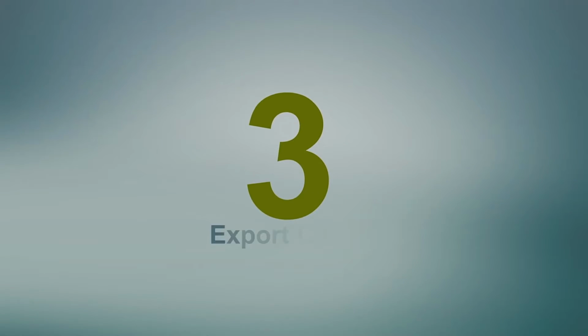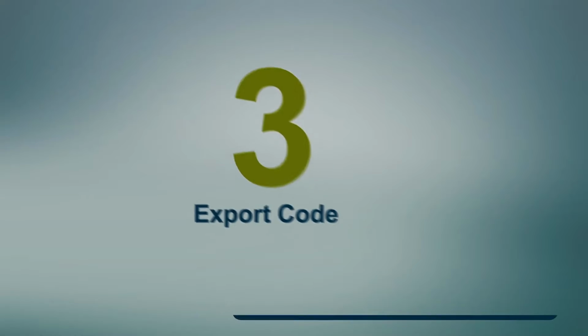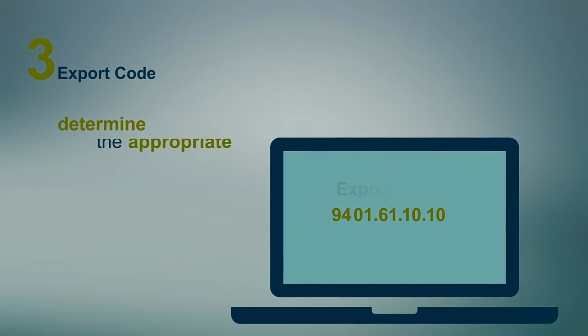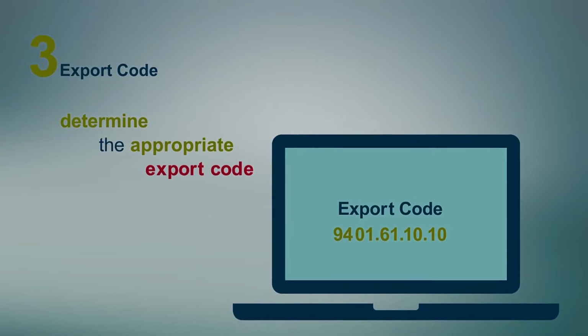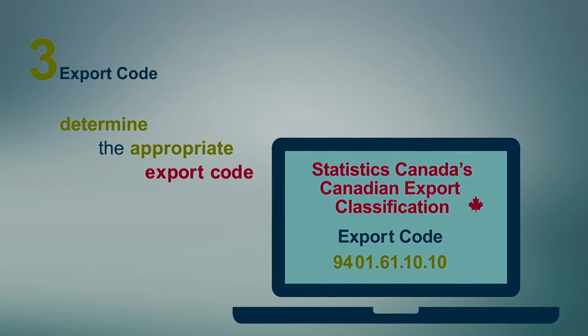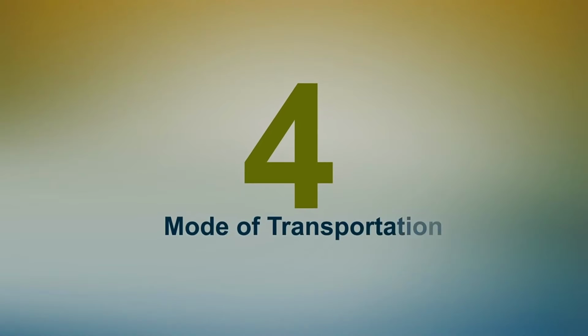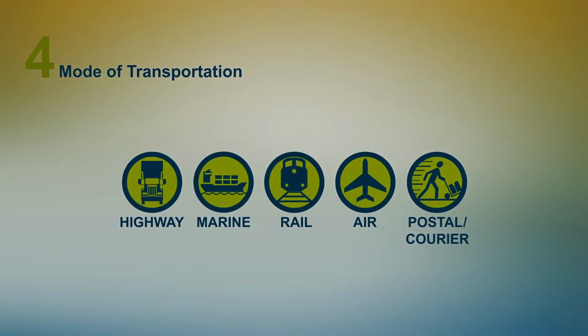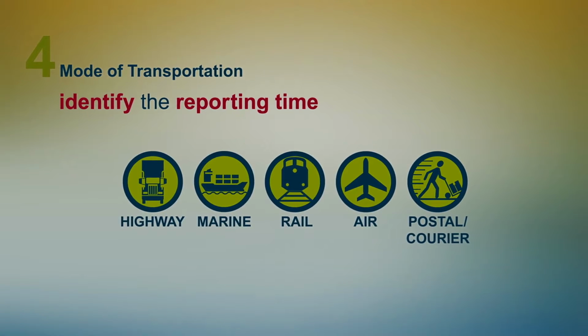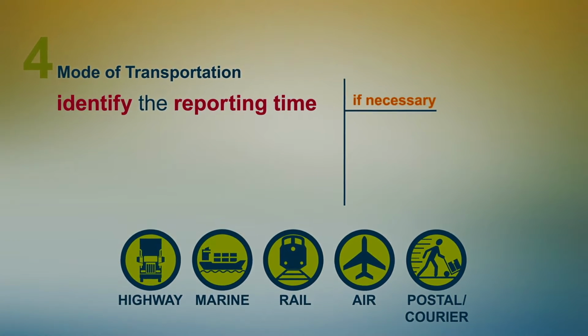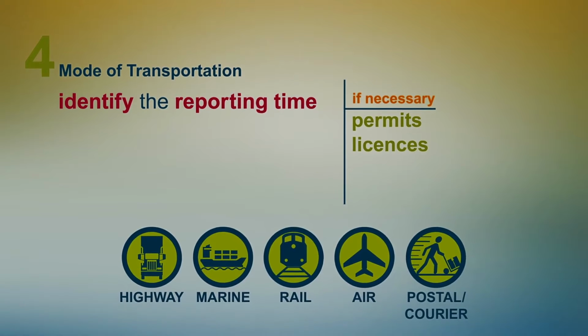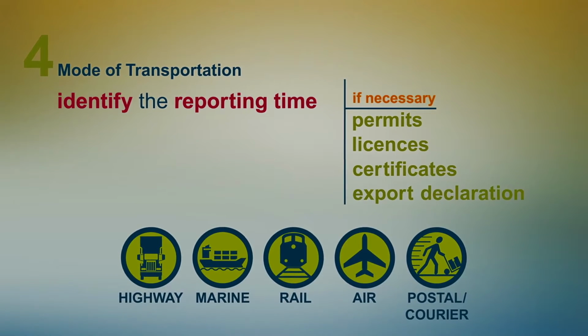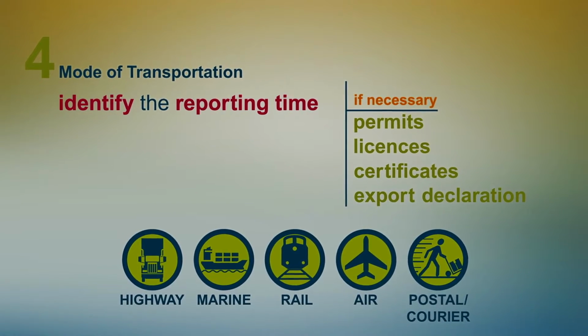3. Once you know that an export declaration is required, determine the appropriate export code for the goods from Statistics Canada's Canadian Export Classification. 4. Determine the mode of transportation to be used to export your goods and identify the reporting time frame for that mode. If necessary, present permits, licenses, certificates, and the export declaration at a designated export office.